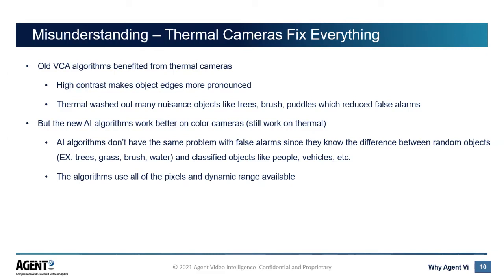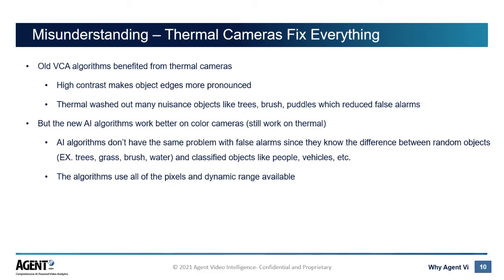So with the newer AI algorithms, they actually work better with color. Even though they still work on thermal, the algorithms, first off, don't have the same problem with false alarms because they already know the difference between legitimate objects and nuisance objects. We already know that a person is not a tree. A vehicle is not a squirrel. Grass is not a bicycle. So a lot of those nuisance alarms are already gone because AI algorithms just don't have a problem with a lot of those nuisance objects.